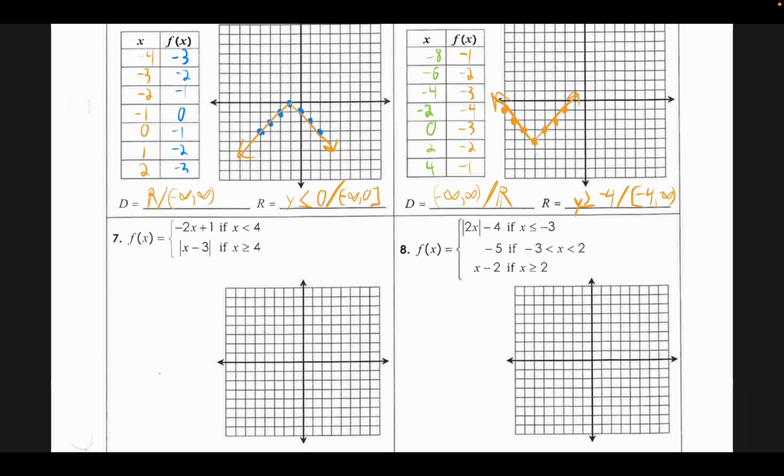Now, numbers 7 and 8 use what we call piecewise functions, and we actually aren't covering that until a later section, and so I'm going to skip those examples for now, and we'll just talk about piecewise functions in later sections, so ignore those for now is what I'm trying to say.